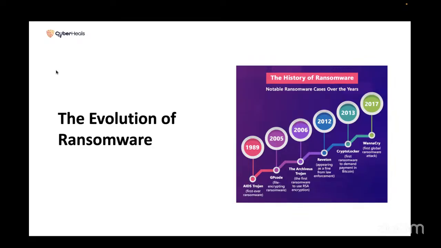The voice is okay? Yeah. So in 1989 it started as a Trojan, then GPCode, Archievus is a Trojan again, Reveton, CryptoLocker, and in 2017 we saw WannaCry. So is it something new or old? Tell me. Probably it is as old as your age, or even before you were born, the viruses were there, Trojans were there. Is it not?